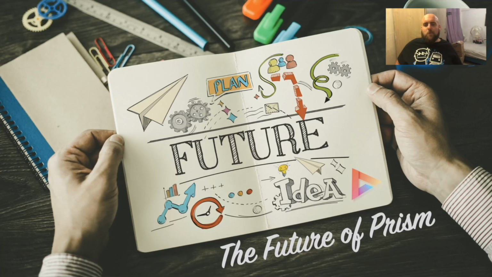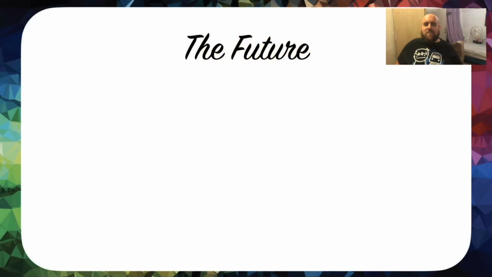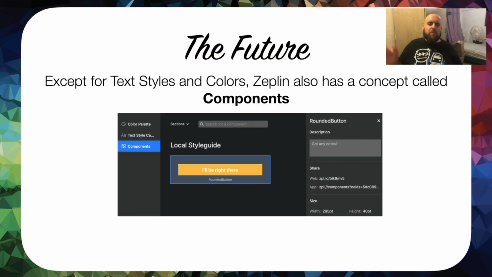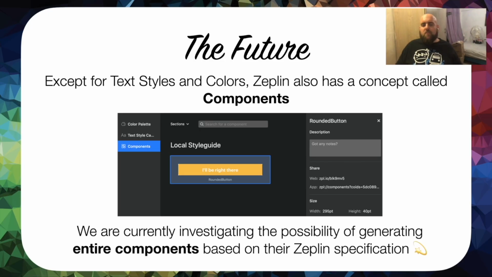A few words about the future of Prism from this point. Except for text styles and colors, Zeplin also has this concept called components, which links to symbols and other components in your app. We are currently investigating the possibility of automatically generating entire components, such as buttons, based on the specification.